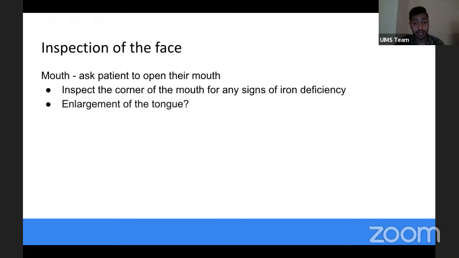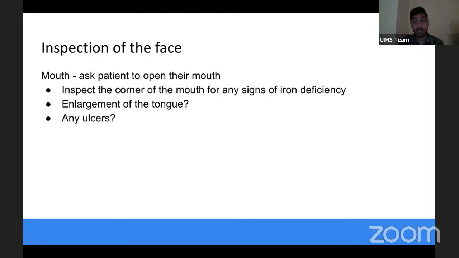Next thing is enlargement of the tongue. So is there glossitis? Glossitis is a smooth, red-like enlargement of the tongue, which is associated with anemias once more. So usually seen in iron deficiency anemia, B12 and folate deficiency. So the macrocytic anemias typically present with enlargement of the tongue.